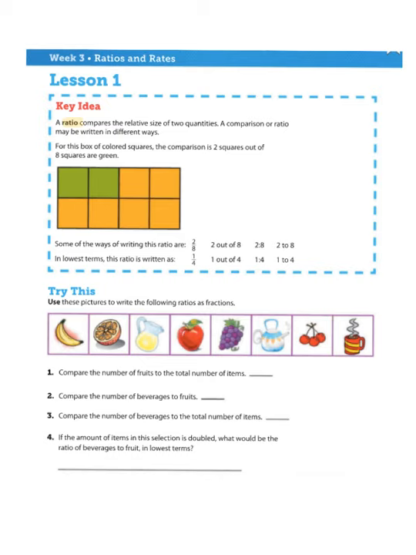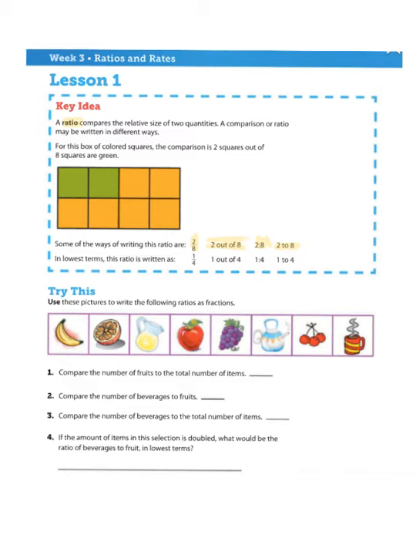Some of the ways of writing this ratio are, so I'm going to highlight these, 2/8, 2 out of 8, 2:8, or 2 with the word T-O, not 20, T-O, 8. So we have 8 altogether, and they were asking which of the squares are green. So 2 over 8, because 2 are green, and there's 8 altogether. 2 out of 8, 2:8, or 2 to 8.